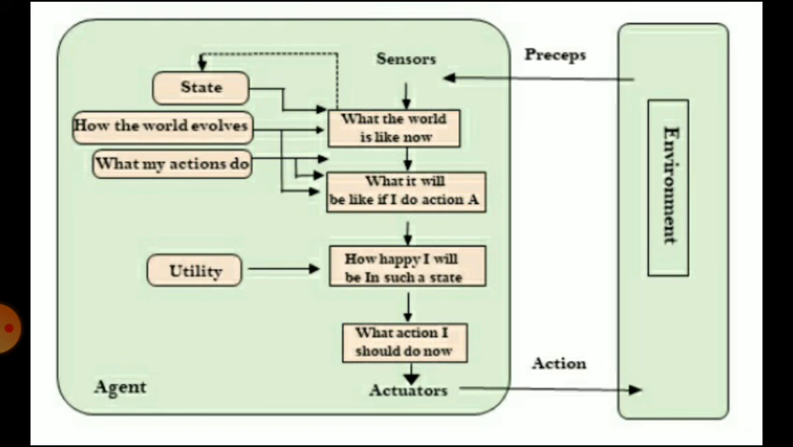The utility function maps each state to a real number to check how efficiently each action achieves the goal. So the utility based agent is useful when there are multiple possible alternatives and the agent has to choose in order to perform the best action. That is called the utility based agent.